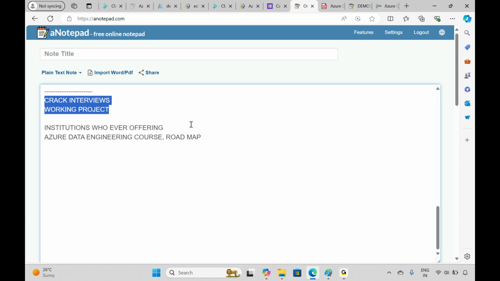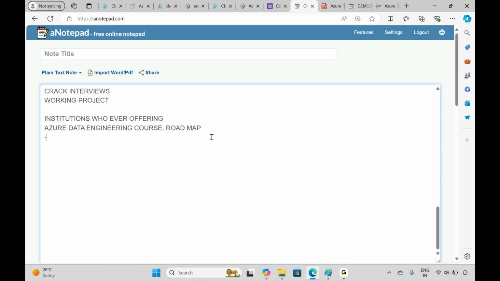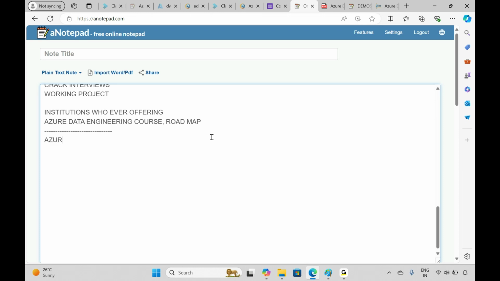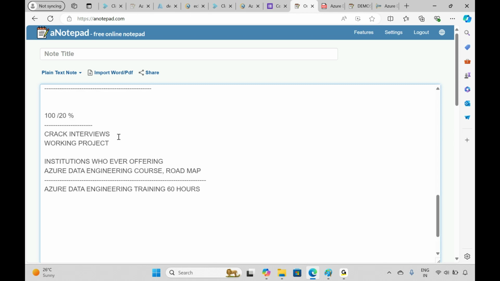In any organization, any institution, they were just providing training. They were just providing Azure data engineering training. It's going to be 60 hours, 2 months of time. With this 60 hours duration of Azure data engineering training, is it sufficient for you to crack the interviews and work on projects as a 2 to 4 years of experience person? Definitely not, 100 percent.